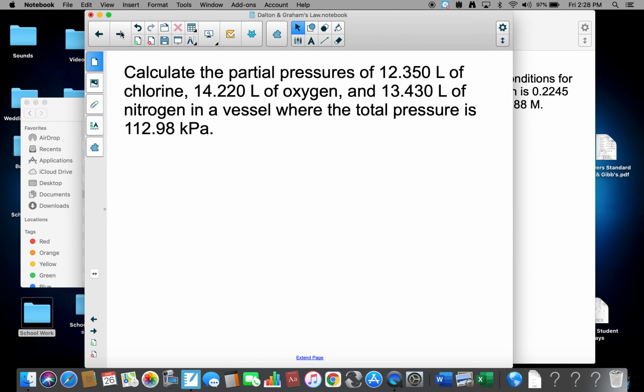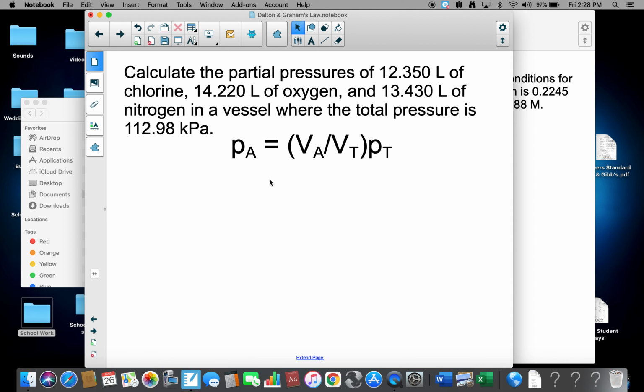So here's a problem. Calculate the partial pressures of 12.350 liters of chlorine, 14.220 liters of oxygen, 13.430 liters of nitrogen. The closed vessel total pressure is 112.98 kilopascals. Now we're going to take a slightly different equation to do this. The pressure of the gas we're looking for is going to be the volume of that gas, over the total volume, multiplied by the total pressure.